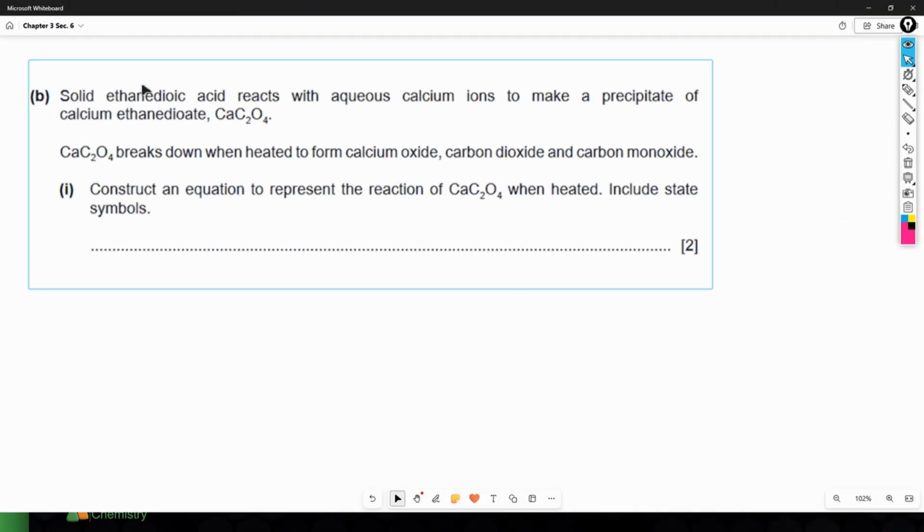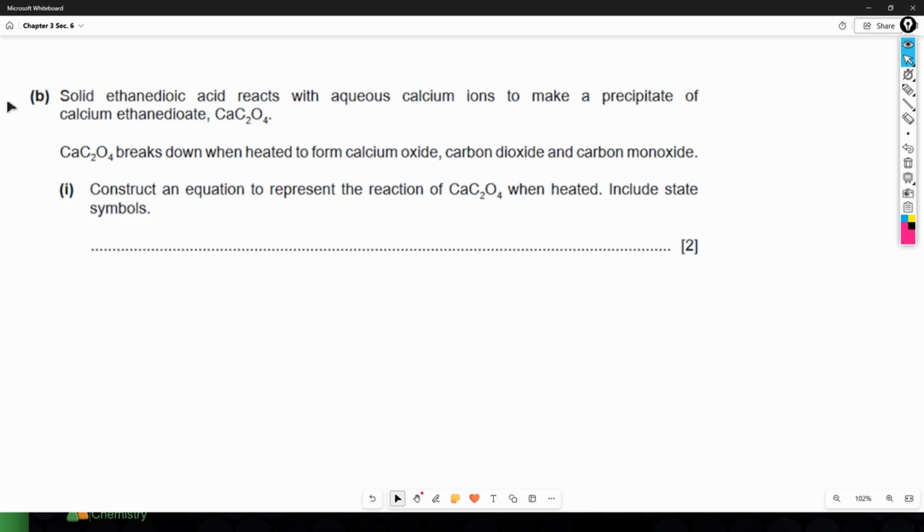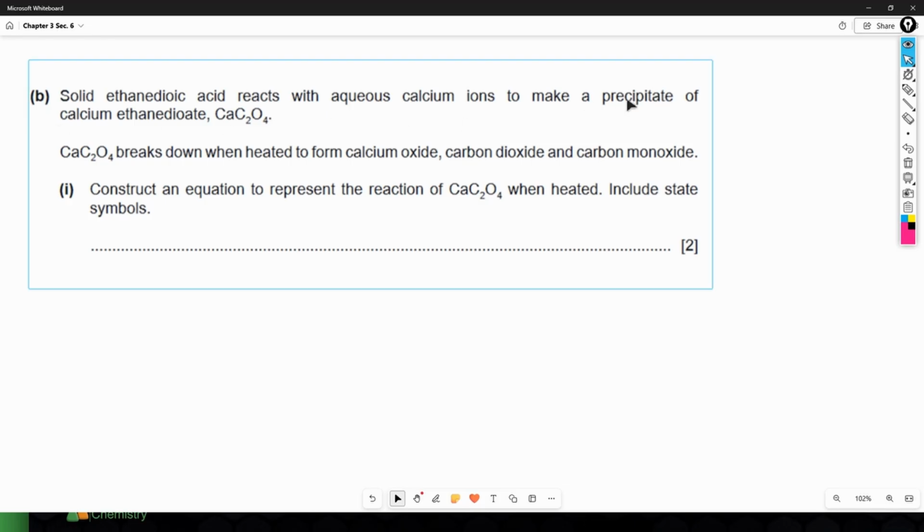So here we have solid ethane dioic acid reacts with aqueous calcium ions to make a precipitate of calcium ethane dioate, CaC2O4. Now this alone, because we haven't even covered organic yet, can seem very challenging and it can seem very scary because you have all these big words, ethane dioic acid, right? And it's reacting with calcium ions to make a precipitate of calcium ethane dioate. But if you keep reading, you'll figure out that that's not the point here.